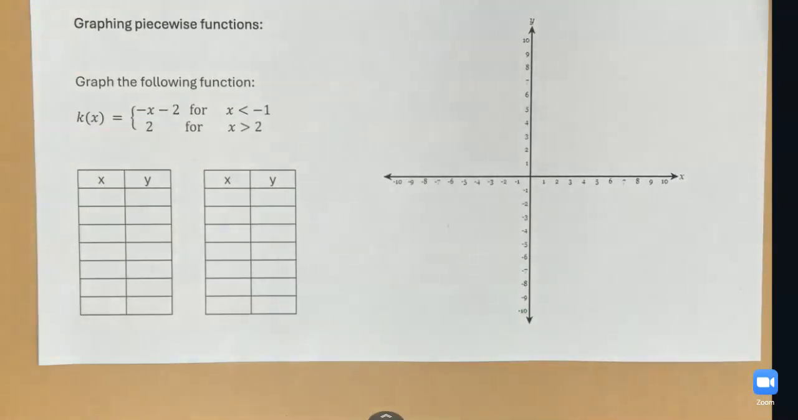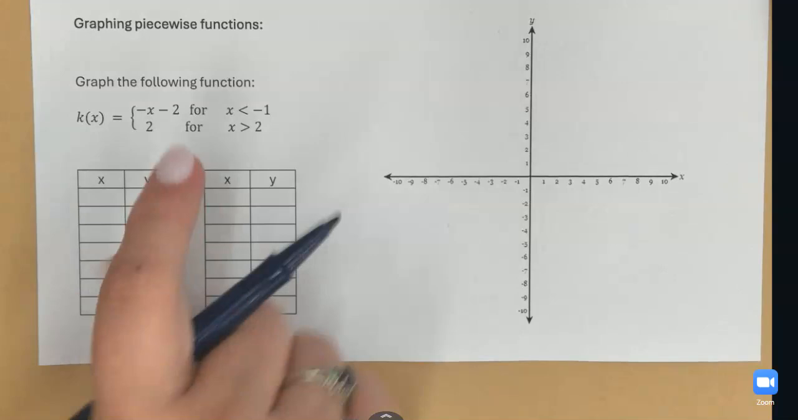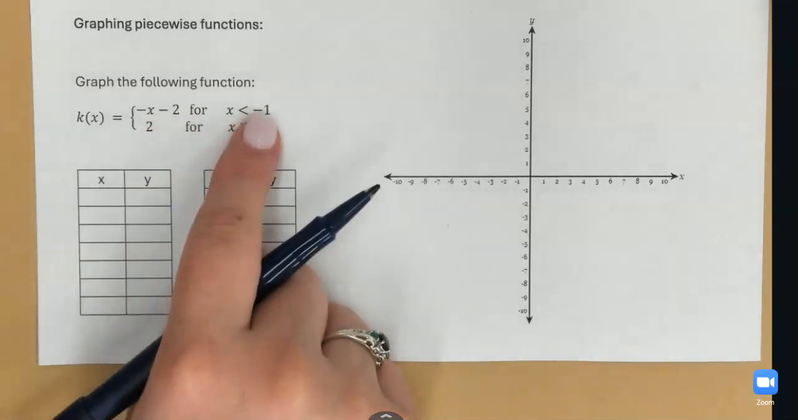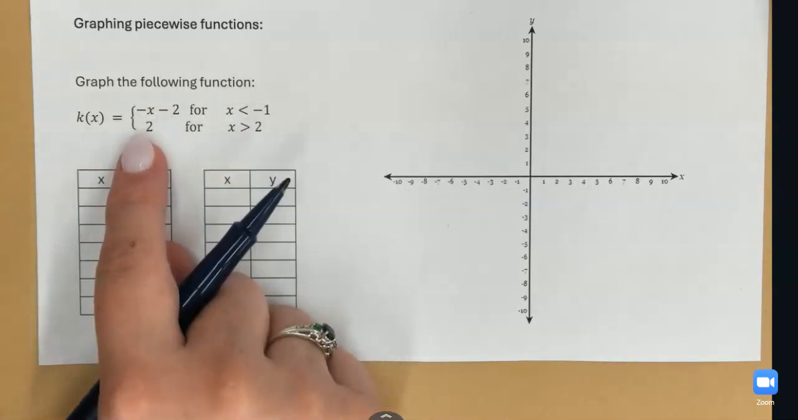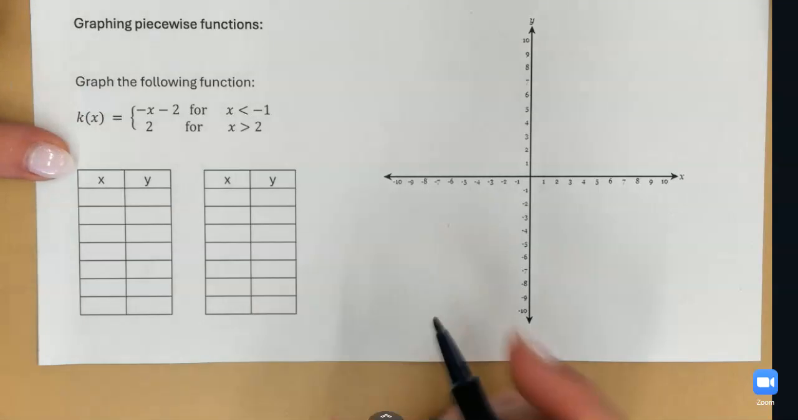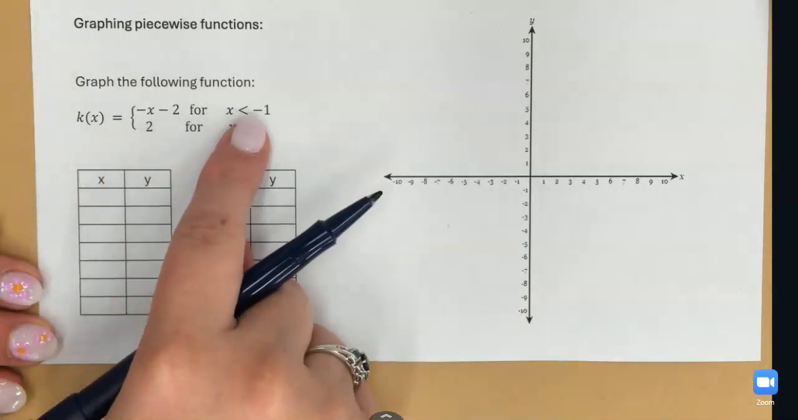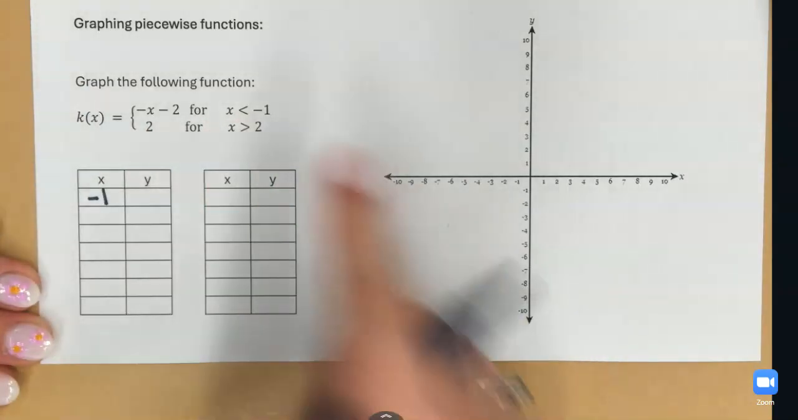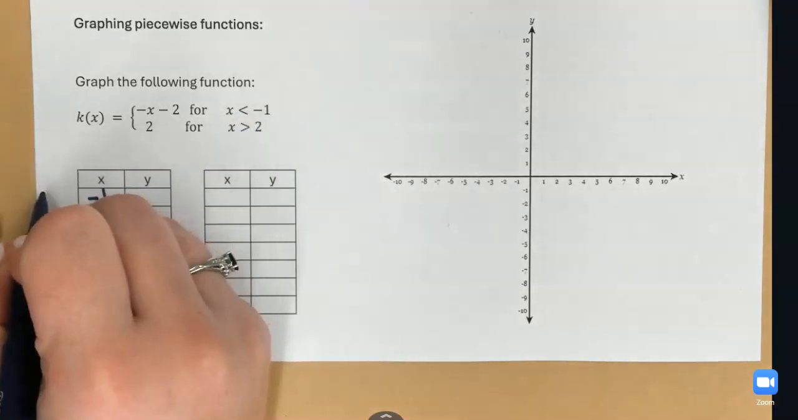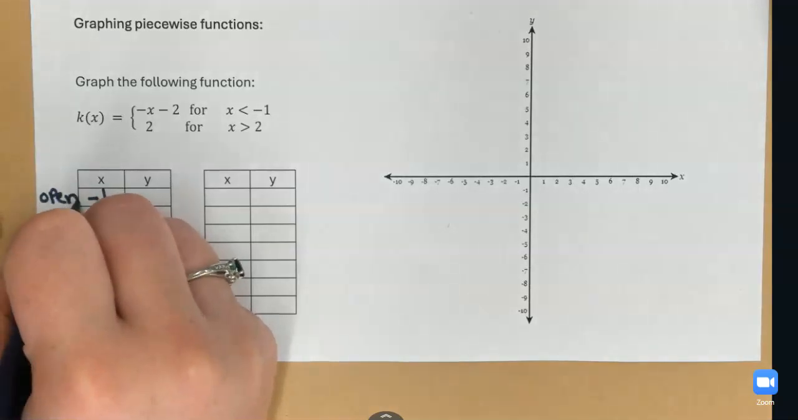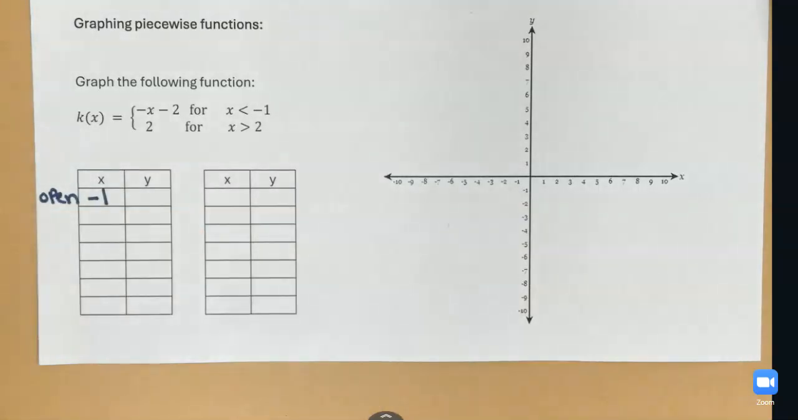My suggestion to you for graphing your piecewise functions is to have one table per equation that is part of your function, and then you can graph those points. So for this graph, when x is less than -1, I've got -x minus 2, and when x is greater than 2, it's going to be 2. So for this first xy table, I am going to start with my boundary of -1 for x, and now notice this inequality is not underlined. So that is going to be an open circle on my graph, and I want to put a little note there to remind myself of that.